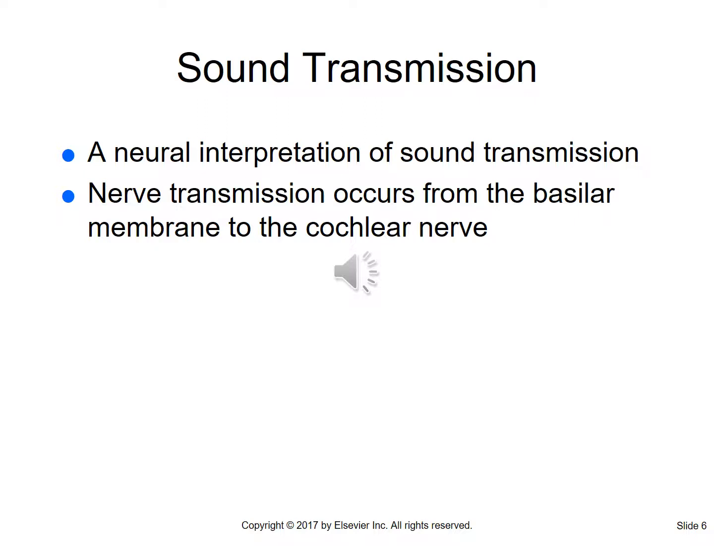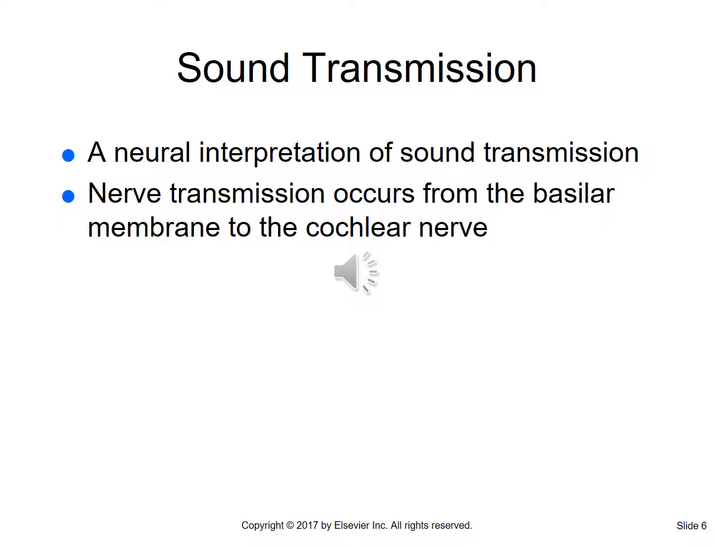So how does hearing work? Hearing is a neural interpretation of sound transmission. Nerve transmission occurs from the basilar membrane to the cochlear nerve. The whole process is lined out for you below.